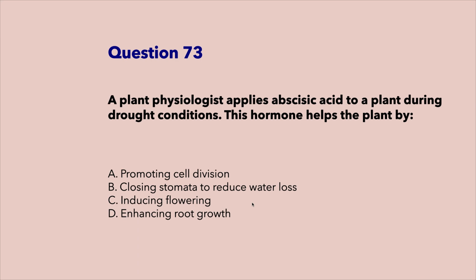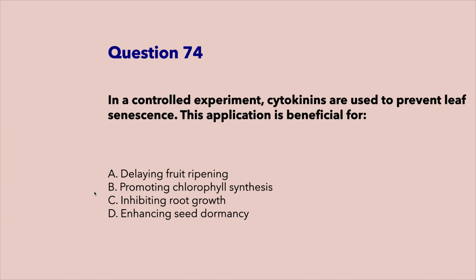A plant physiologist applies abscisic acid to a plant during drought conditions. This hormone helps the plant by closing stomata to reduce water loss. In a controlled experiment, cytokinins are used to prevent leaf senescence. This application is beneficial for promoting chlorophyll synthesis.